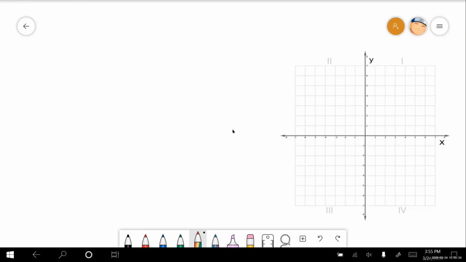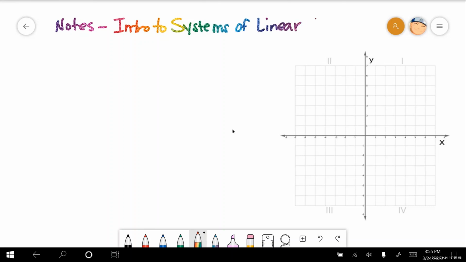But all joking aside, today's lecture will be notes on our introduction to systems of linear equations. So I highly suggest you get some paper out in front of you and follow along with the notes. This is an attempt to support you in completing your math homework today. Okay, so let's go ahead and get started. So again, these are notes. It is our intro to systems of linear equations.